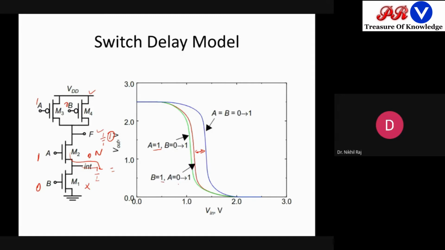Now when B is 1 and A is 0, what happens? Again the same thing. When B is 1 and A is 0, this is off, no threshold voltage effect is there, and there is no path from F to the B drain. So ideally there is no change in the curve with respect to earlier. Approximately the same type of curve will be seen here.